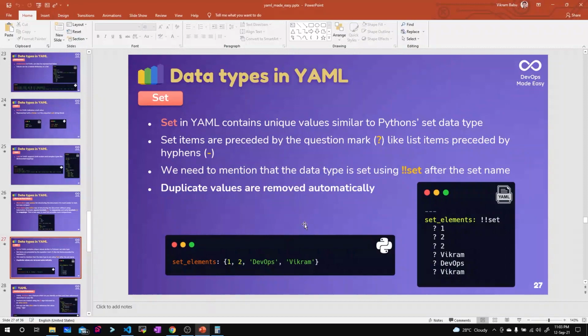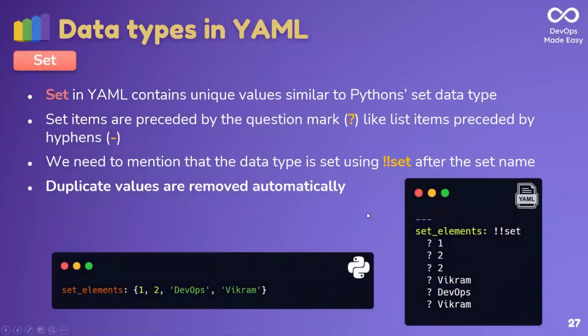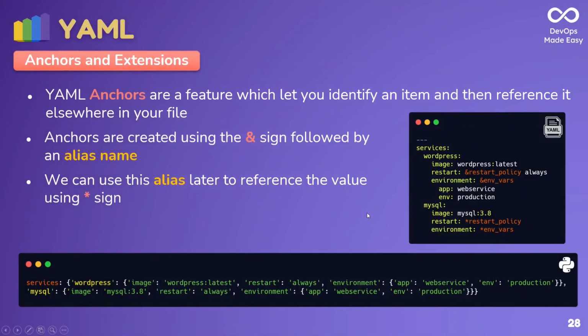Now going back to the next data type, it is anchors and extensions. Why do we use anchors and extensions? We use them in many places, like in Docker Compose files and in Ansible also. YAML anchors are a feature which let you identify an item and then reference it elsewhere in your file.